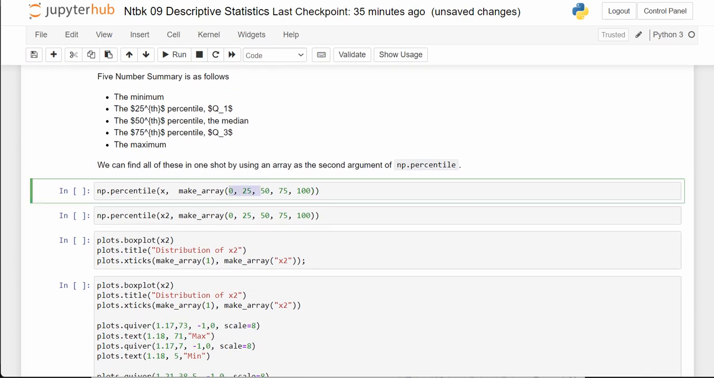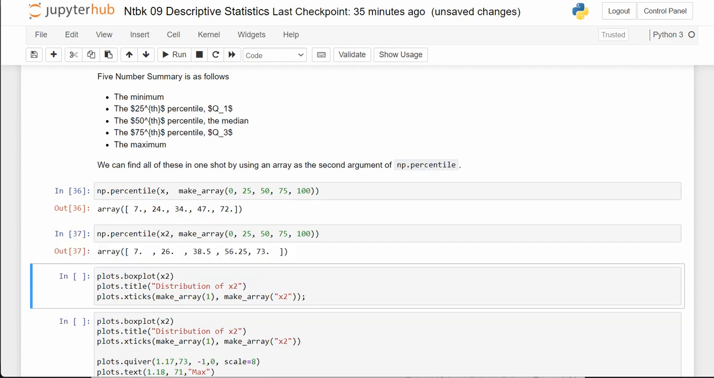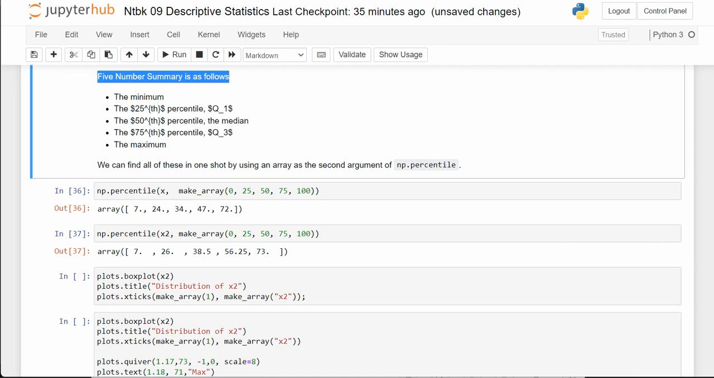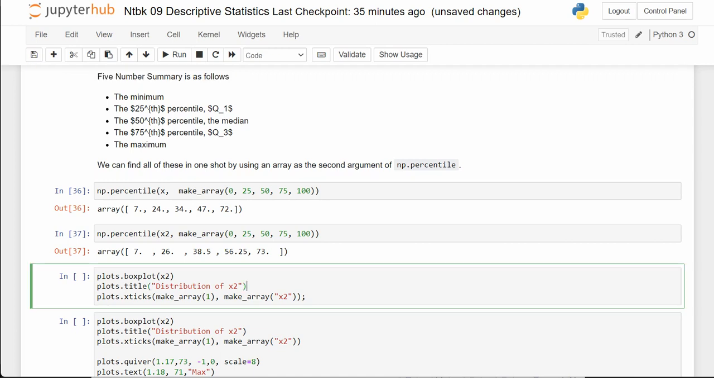Now here they make an array of these percentiles, the 0th percentile for the minimum and the 100th percentile for the maximum, and 25th, 50th, and 75th percentiles. And they calculate the 5-number summary, right? So this is the 5-number summary. These 5 numbers are a way to summarize the data set.